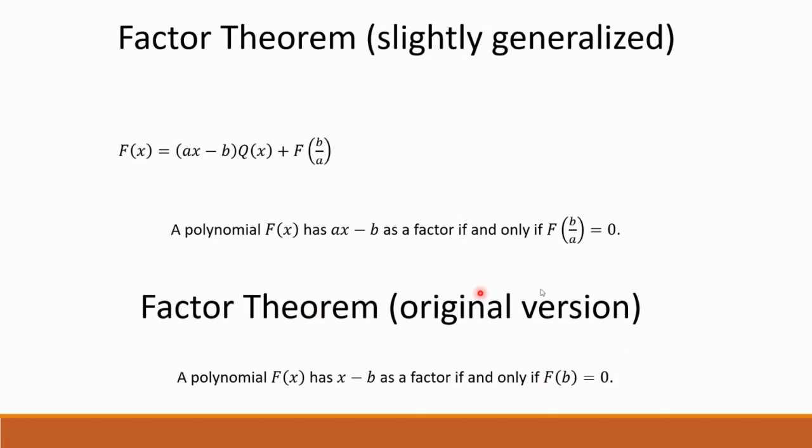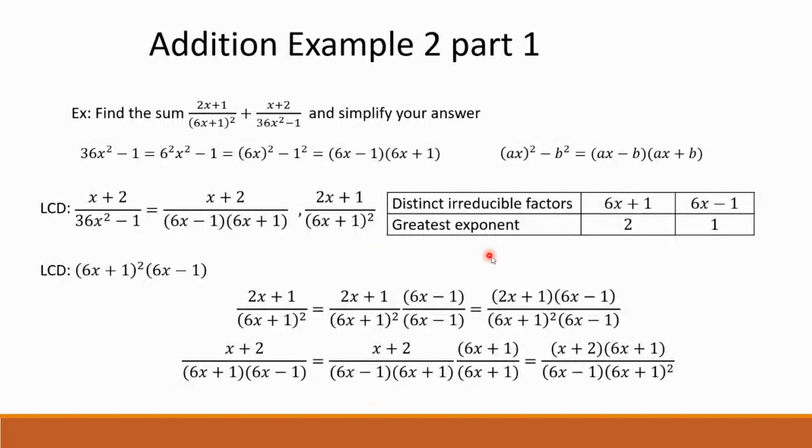So this is what we get, this factor theorem. Now we're going to use this. If I remember correctly in this example, what we got up to was what the LCD was.